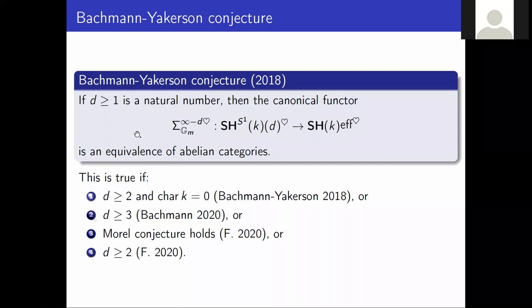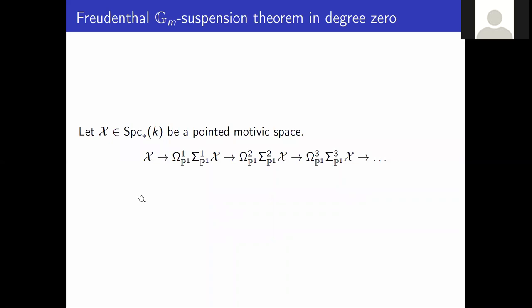And according to the work of Bachmann, you can see that the Morel conjecture implies this conjecture if you look at Bass-Tate transfers. And so in particular, for D greater than two, we do have the conjecture in full generality. So an application of this conjecture is the following.